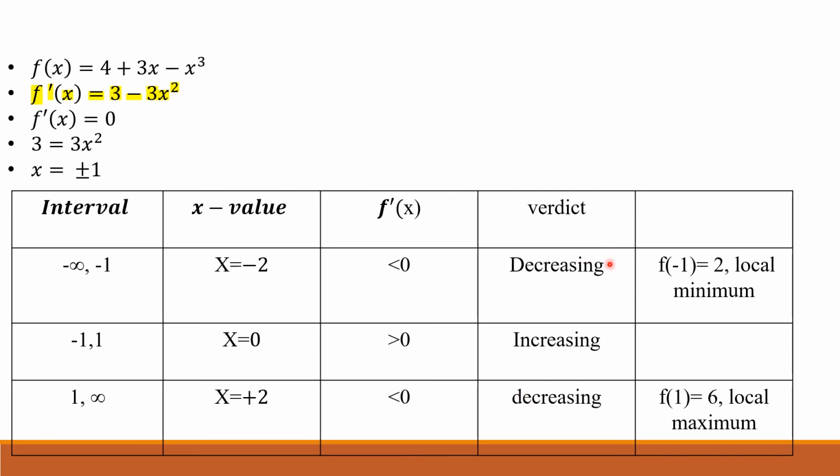Then, if decreasing then increasing, I will have a local minimum. So f of negative 1 equals 2. I will have a local minimum at the point of intersection between the two intervals, which is negative 1. And then, if I have increasing then decreasing, I will have a local max at 1, which is the intersection of the two intervals. So f of 1 equals 6 is a local max. The 2 and the 6 we got from substituting in the original equation, alright? Not any differentiated equation, in the original equation.